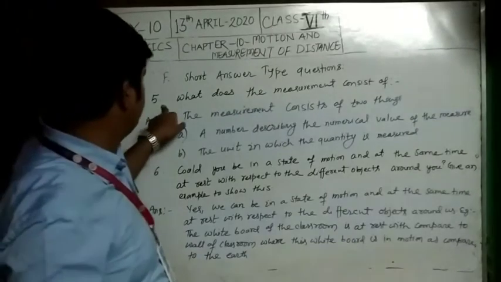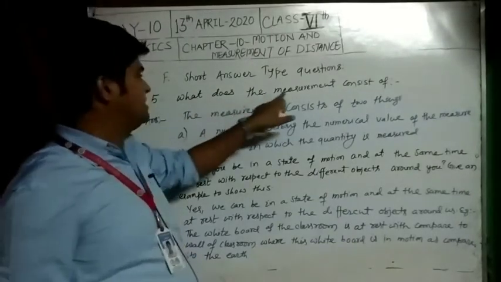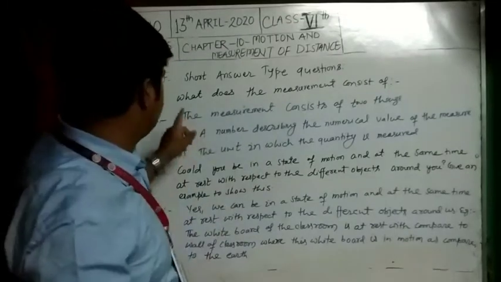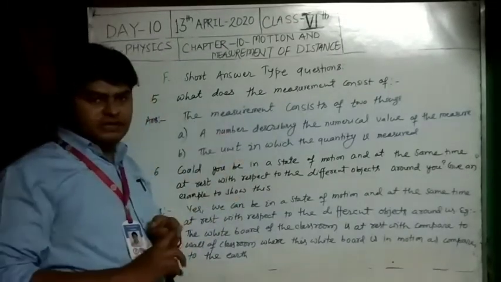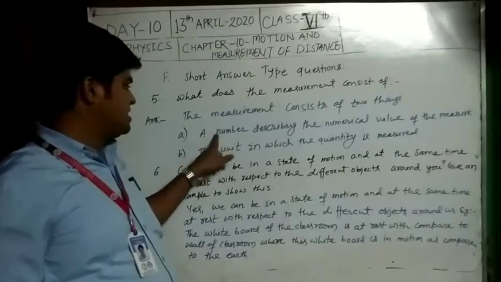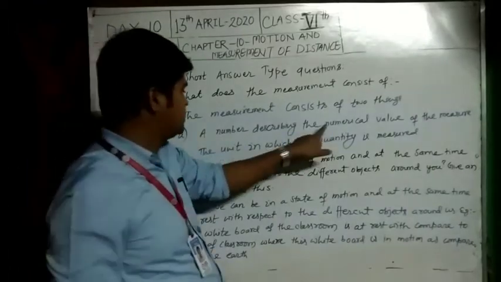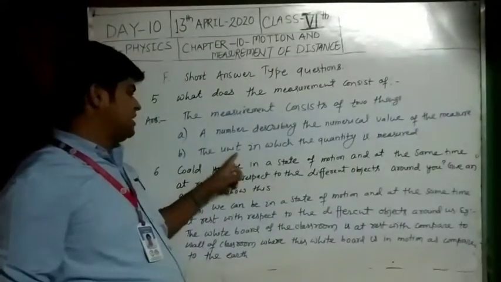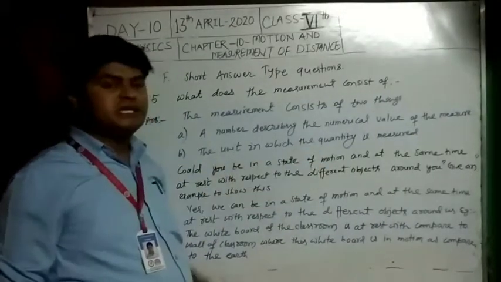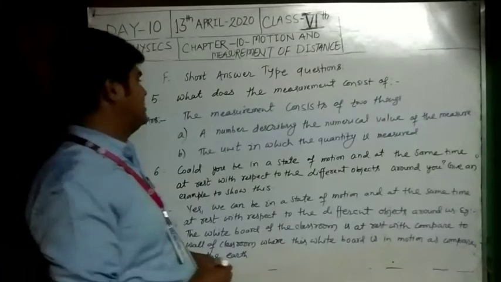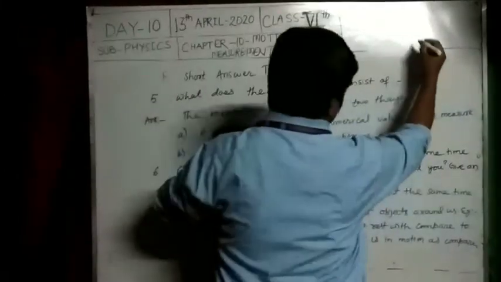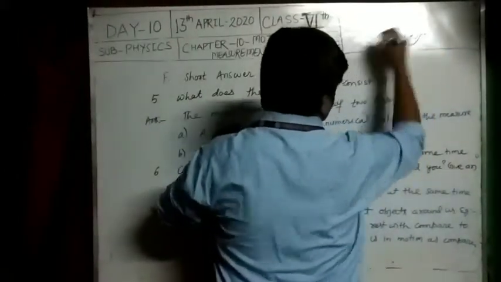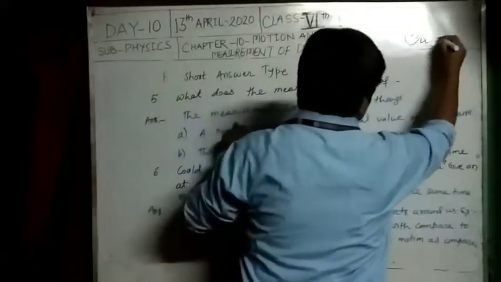What does the measurement consist of? The measurement consists of two things I have taught. One is the number describing the numerical value of the measure. Second is the unit in which the quantity is measured. That means measurement consists of two things. For example, 5 meter. The first one is the numerical value and the second is the SI unit.